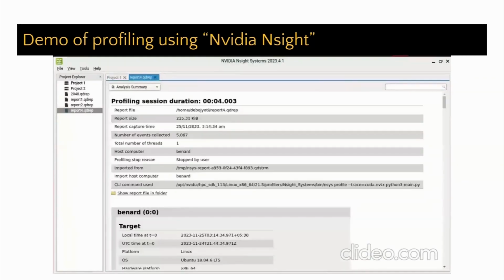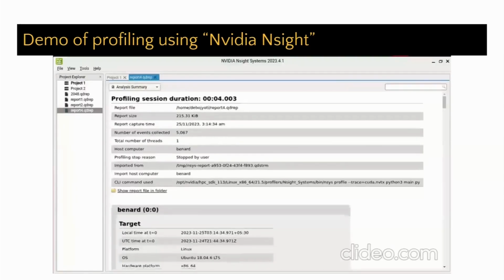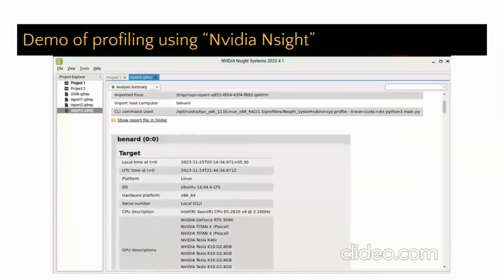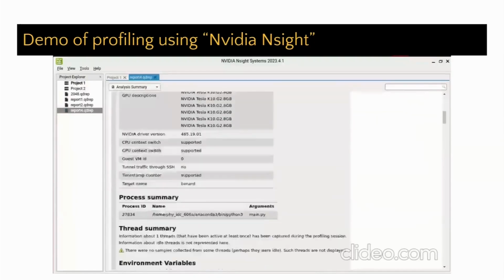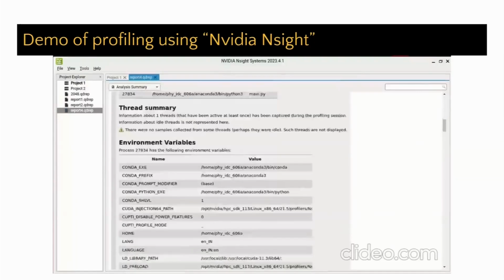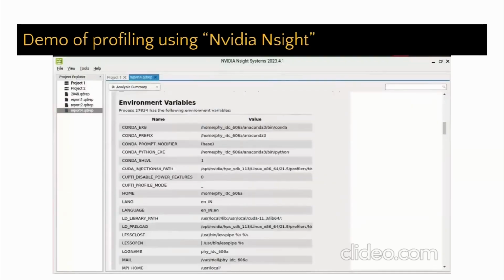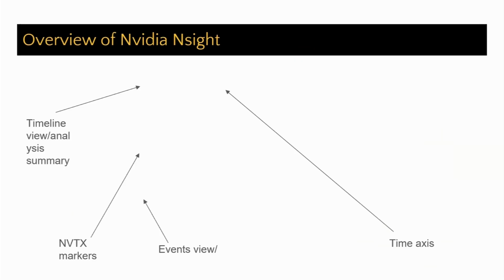This is the analysis summary part. This shows that the cluster used is Bernard. This shows the OS used. I have run it on Ubuntu. The GPUs, the thread summary, the environment used, the overview of NVIDIA Insight.